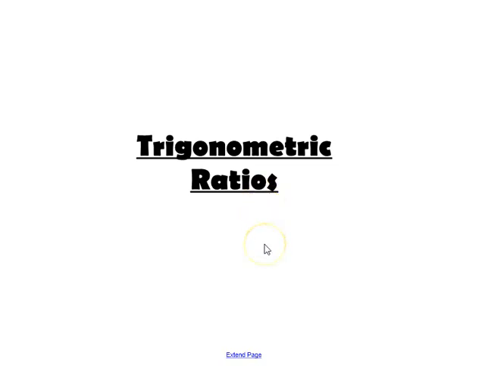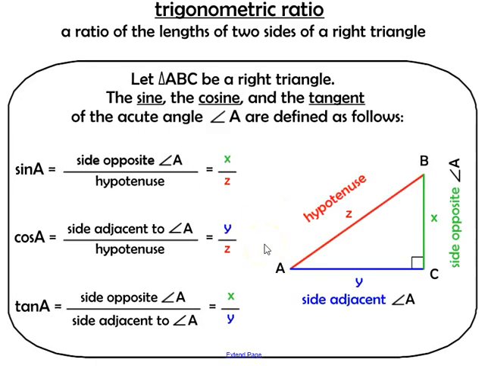Trigonometric ratios. Trigonometric ratios are defined as a ratio of the lengths of two sides of a right triangle. So here, if we have this diagram of triangle ABC, and it's a right triangle, the sine, the cosine, and tangent of the acute angle A are defined as follows.